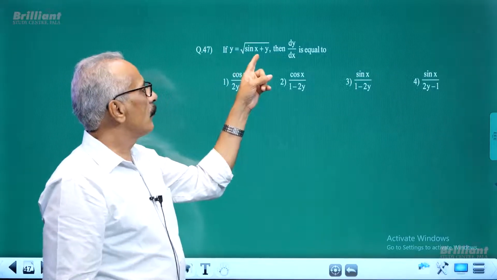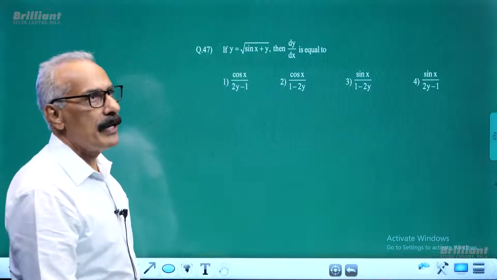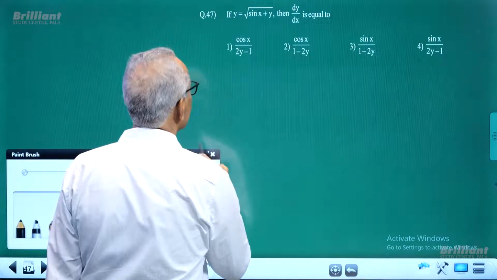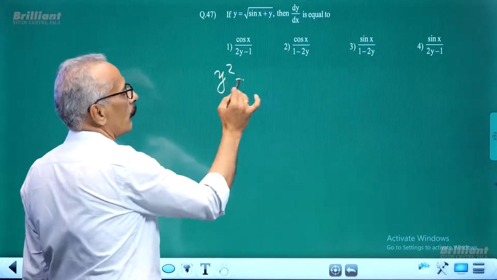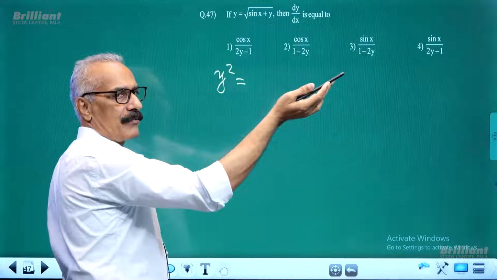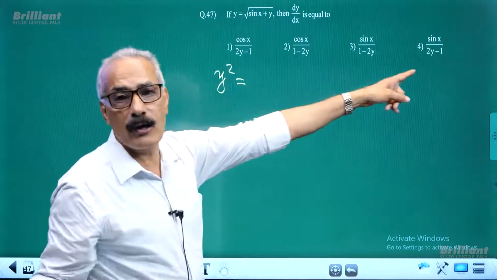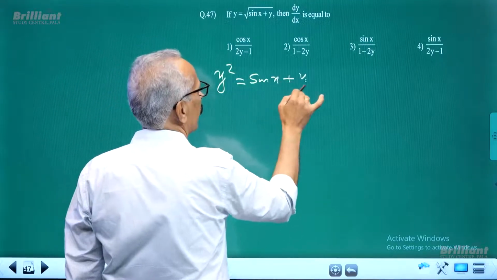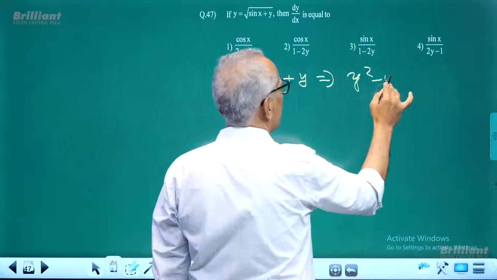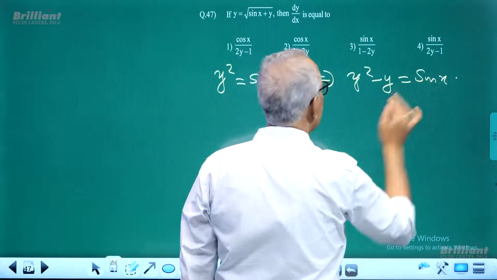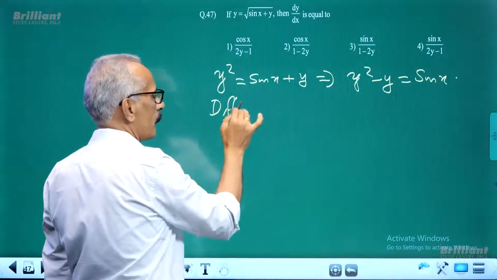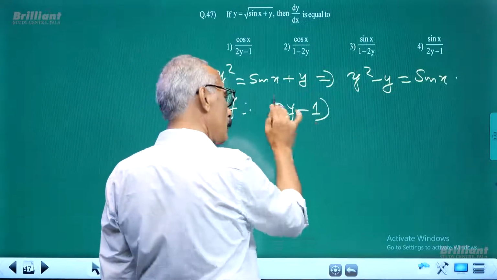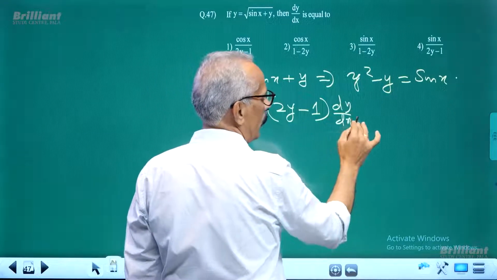If y is equal to root of sin x plus y, then dy by dx is equal to what? Look at this, how do we solve? Square both sides, y square. I don't differentiate straight away, because see, these questions are all one y to y. So y square is equal to sin x plus y. Immediately we say y square minus y is equal to sin x. Now differentiating with respect to x: 2y into dy by dx minus 1 into dy by dx. So I take dy by dx common, equal to cos x.